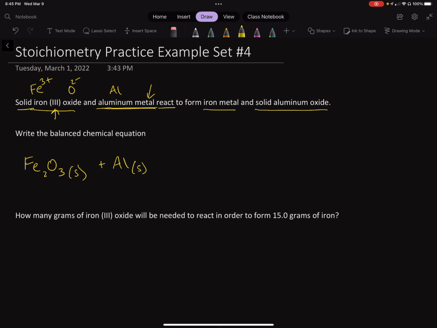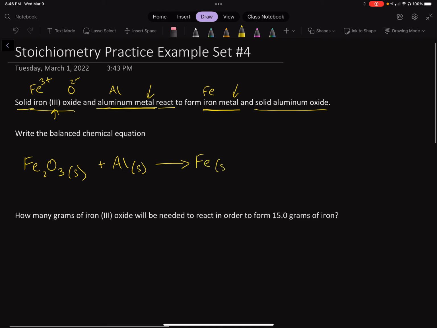And then we see the word react, so we can put the reaction arrow. And for our products, it says iron metal. So again, iron is Fe. Metal implies that it's just natural iron in the solid state. It's not in a compound, so it's neutral. So we'll just write Fe solid. And then solid aluminum oxide.